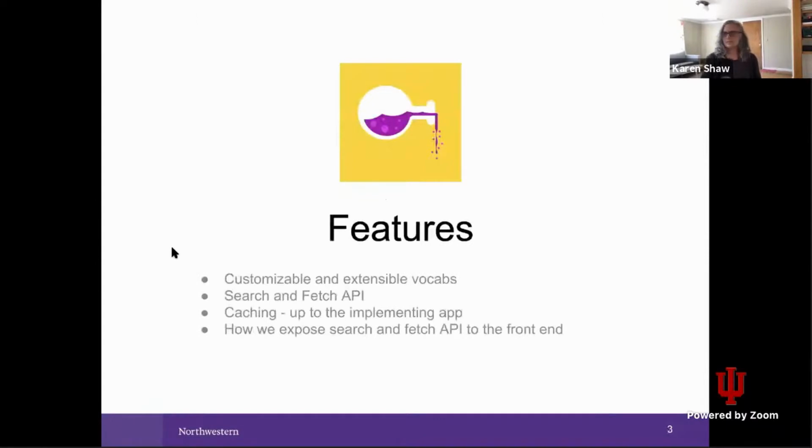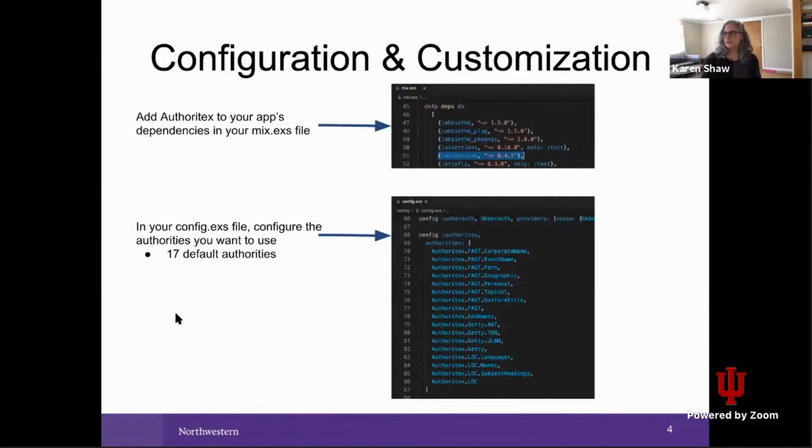So I'm just going to briefly run through a few features and how we use it in our app. To use this package in an Elixir application, you first need to include the Authoritex dependency in your app's mix file, which is the equivalent of the Ruby Gemfile. Then in your app's configuration files, you choose the authorities you want to use. There are about 17 default authorities. You can use as few or as many as you want.